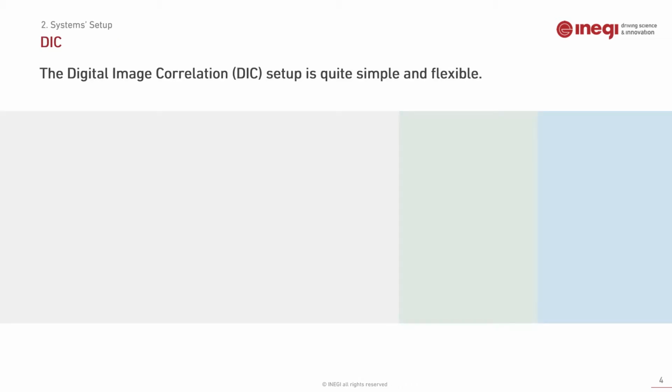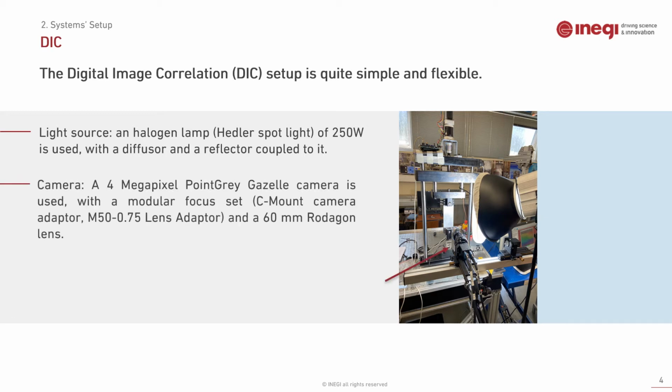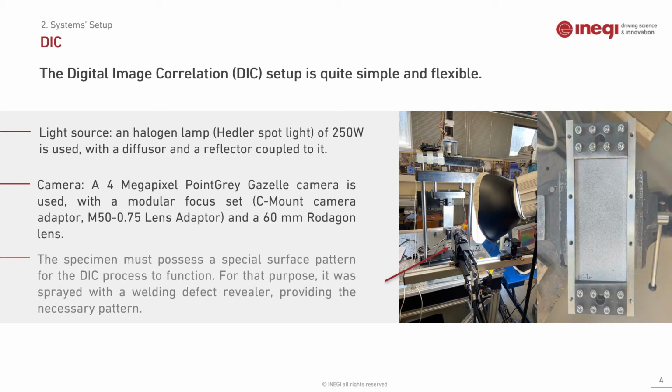Demonstrating now the system setups, it can be discussed that the main components for both of the methods are the light source and the camera. In the case of DIC, the light source is a halogen lamp with a power of 250 watts, and the camera is a 4 megapixel Point Grey Gazelle with a modular focus set attached to it that includes a C-mount camera adapter, M52 0.75 lens adapter, an extension tube and a 60mm Rodagon lens. It is also worthy of note that the specimen must possess a special speckle pattern on its surface for the DIC process, which was painted on using a welding defect revealer.